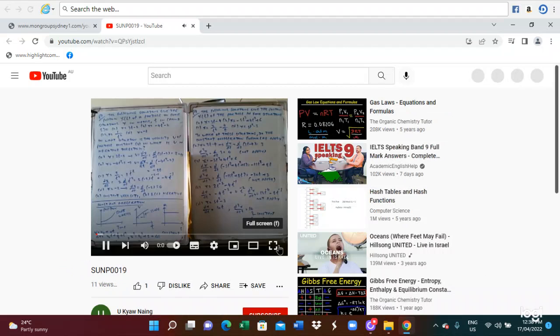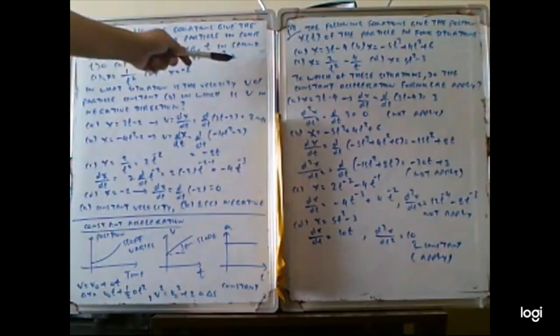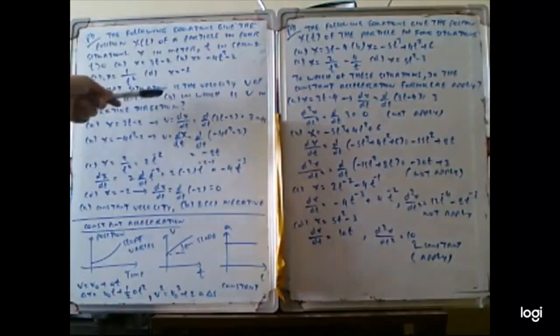In this problem, the following equations give the position h of the particle in four situations, h in meters, t in seconds, when t is greater than 0. A is 3t minus 2, B is 4t squared minus 2, C is 1 over t squared, and D is h squared minus 2. In which situation is the velocity of the particle constant, and in which is it in the negative direction?